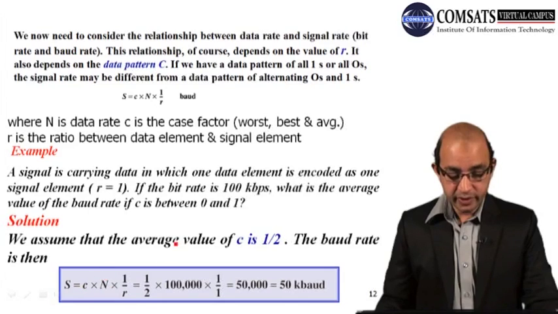The baud rate is then, we have all the values. R we know is 1, and we also have the bit rate. So S equals C times N times 1 over R. C is 1 by 2, and N is 100 kilobits, so 100 multiplied by 1000, or 100,000, and here we have the ratio 1 over 1. Bit rate and baud rate are the same, so that's why we have 1 over 1 over here. We got 50,000, so it means 50 kilobaud.